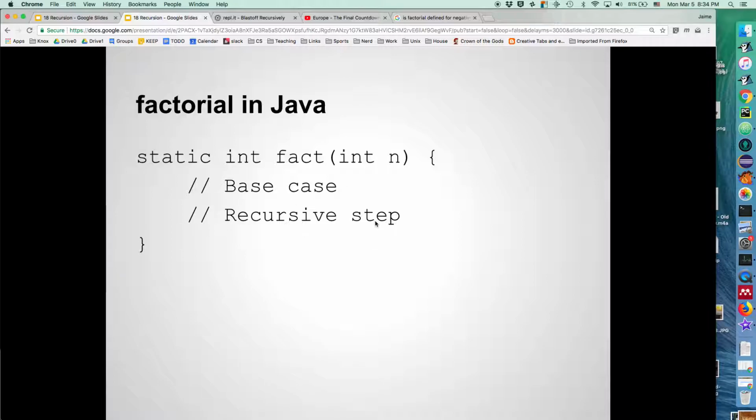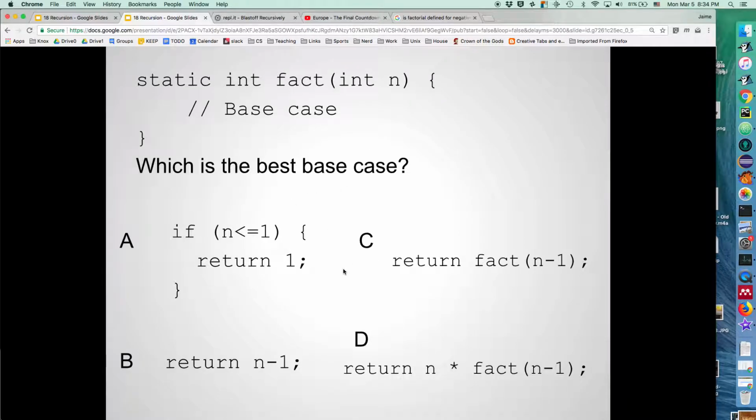We need a base case and a recursive step. Let's start with that base case. Which of these is the best base case? Think about this carefully. You can go ahead and pause this if you'd like and kind of go work on this on Google Classroom.